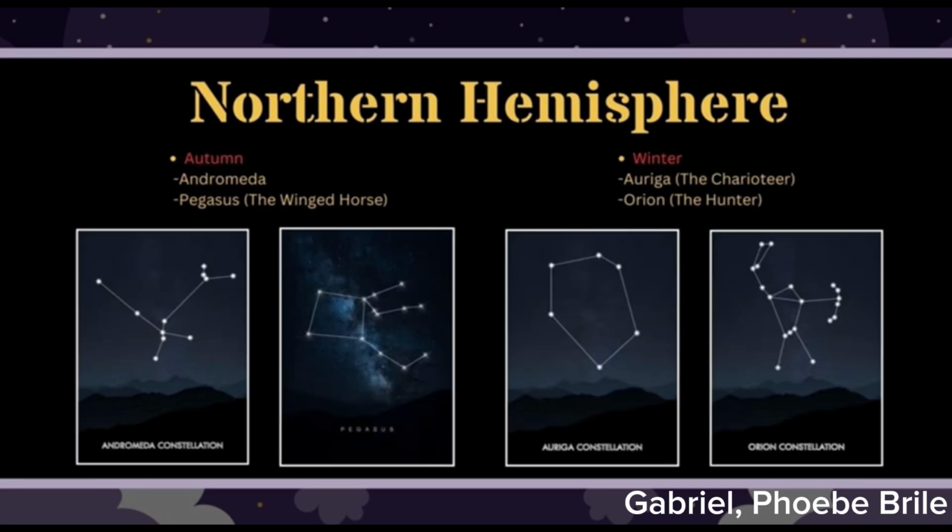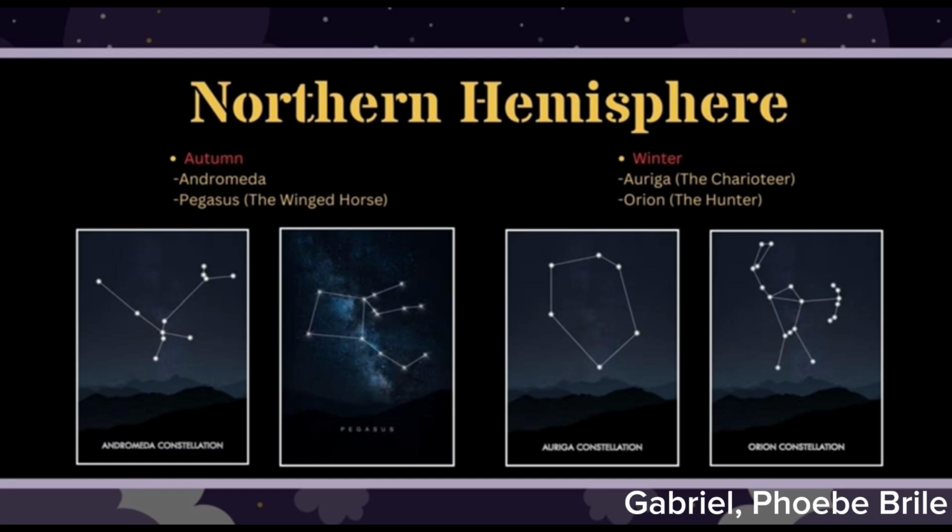So, for the autumn, we have the Andromeda or the Chained Maiden. It is a V-shaped constellation that contains the Andromeda galaxy, the closest spiral galaxy to the Milky Way. It represents Princess Andromeda chained to a rock as a sacrifice to a sea monster. So, for the Pegasus or the winged horse, it features the Great Square of Pegasus, a large square asterism. It represents the winged horse Pegasus, born from the blood of Medusa.